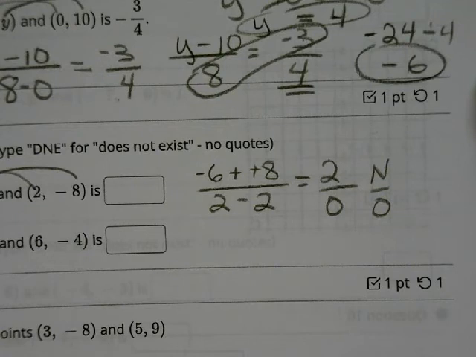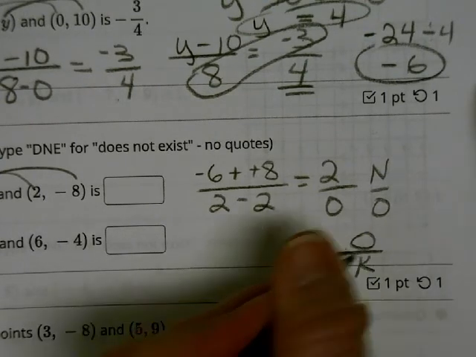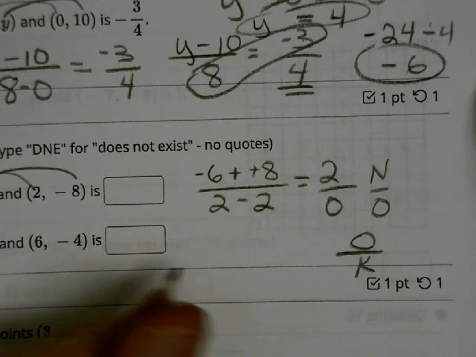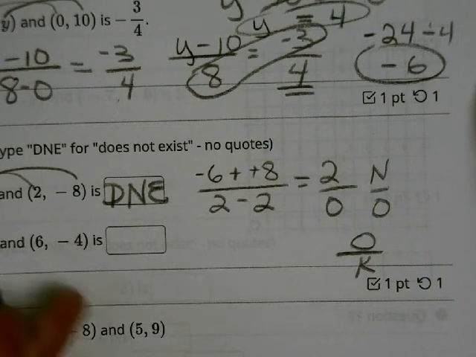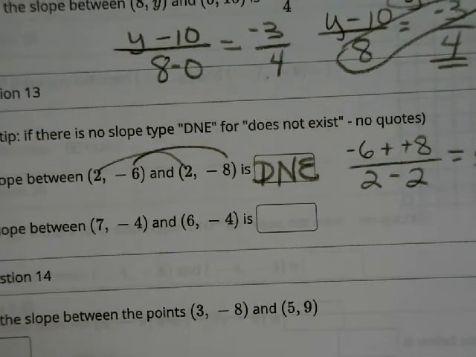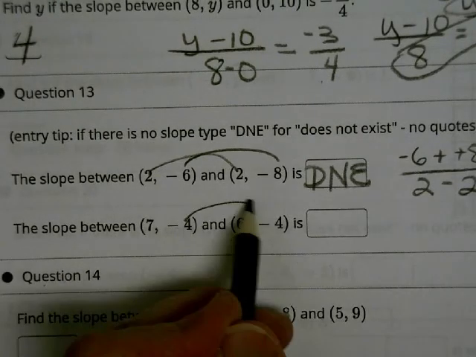This is no. We cannot divide by 0. You remember? You divide into 0, that's okay. But dividing by 0 is no. D, N, E. That's a vertical line if I graphed it. What does that stand for? Does not exist. Okay?